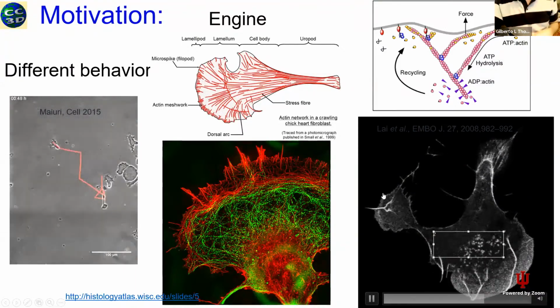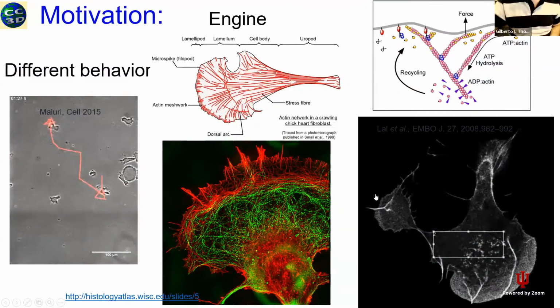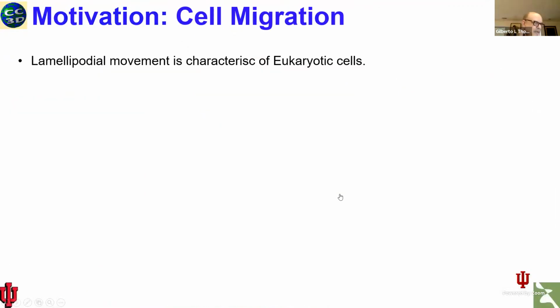Okay, but this is a very, very complicated process. Let's see what we have to take into account to make our model. To begin with, lamellipodial movement is characteristic of eukaryotic cells.